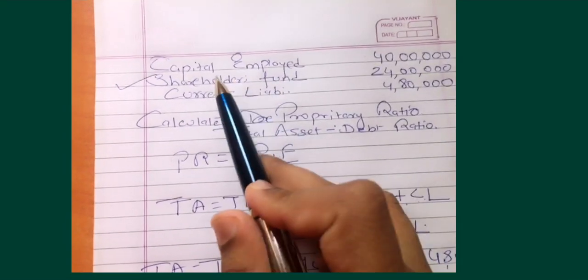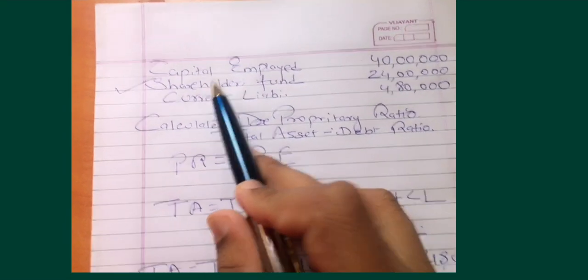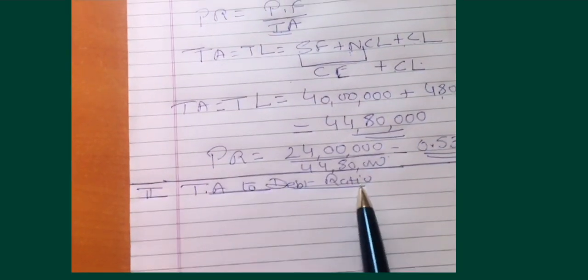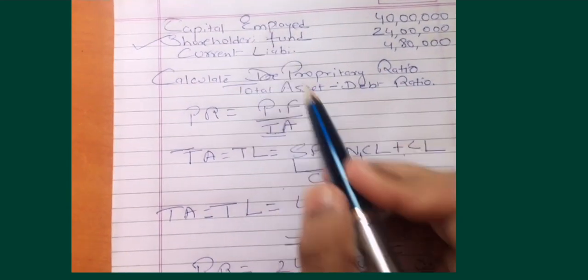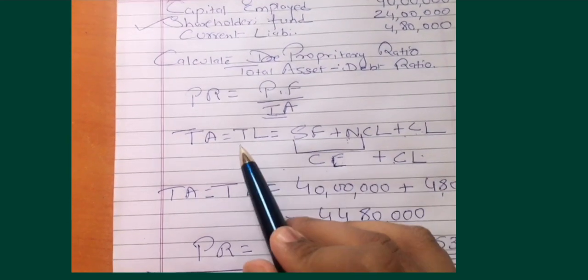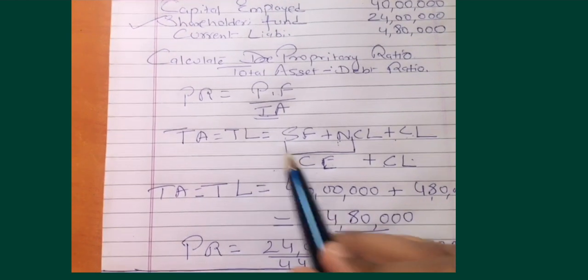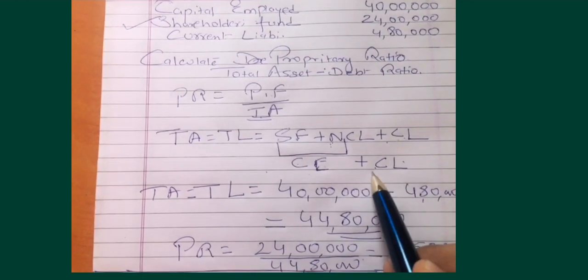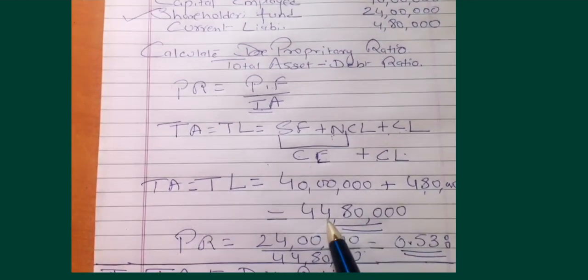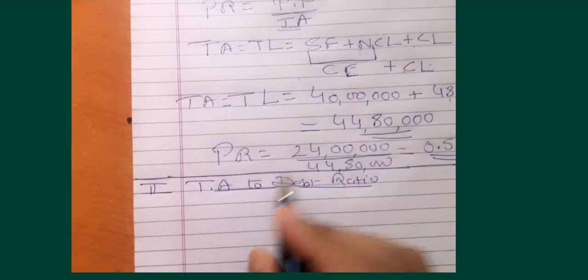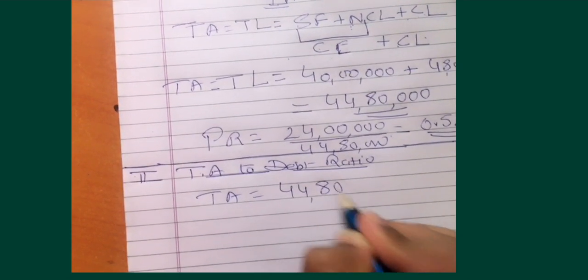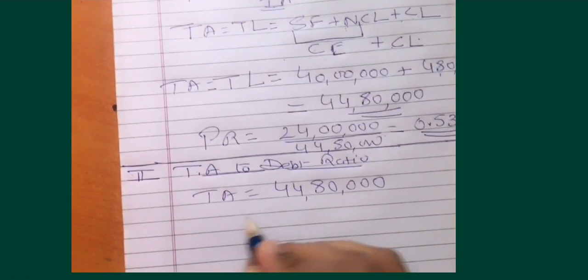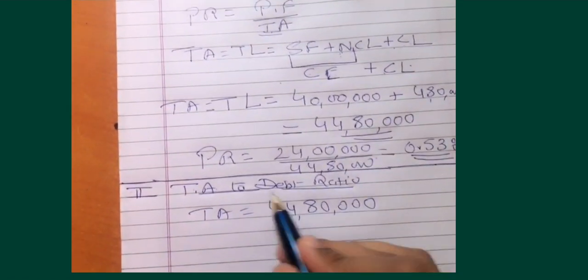So again I will take the same examples. In the same question we will calculate the total assets to debt ratio. Total assets we already calculated with the liability approach, that is capital employed plus current liability, which gave us the value of total assets, that is 44,80,000. Now the question is to calculate debt.